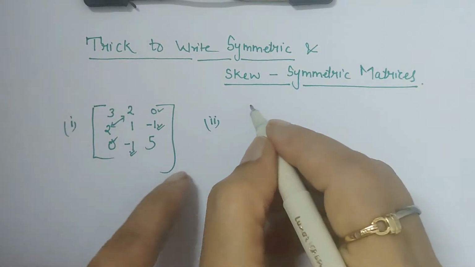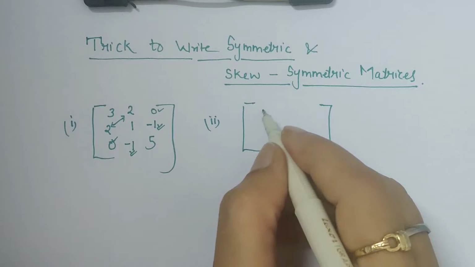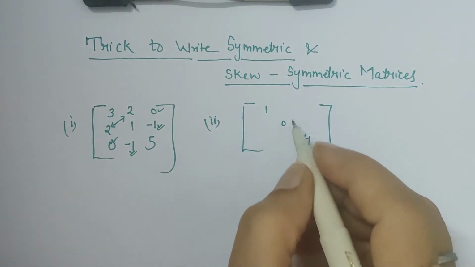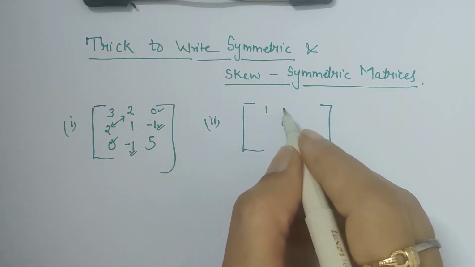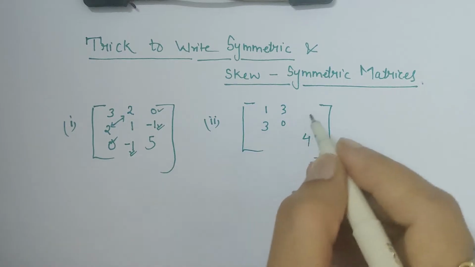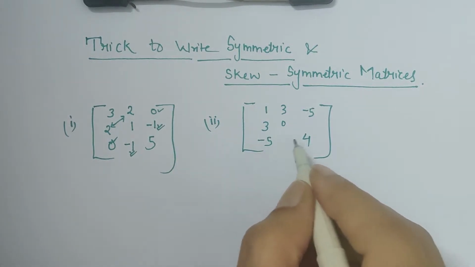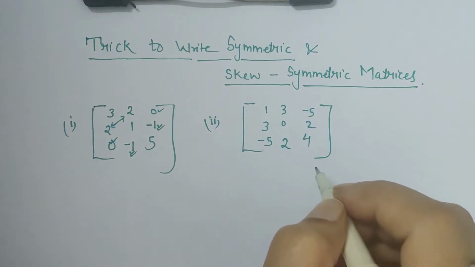Now let's write one more example. As I said, write any number at the diagonal entries. So let us write 1, 0, 4. Now whatever element you write here, the same has to be present here. So let's write 3, so here also 3. Now if I am writing -5 here, here also I will write -5. And if I am writing 2 here, here also I will write 2.